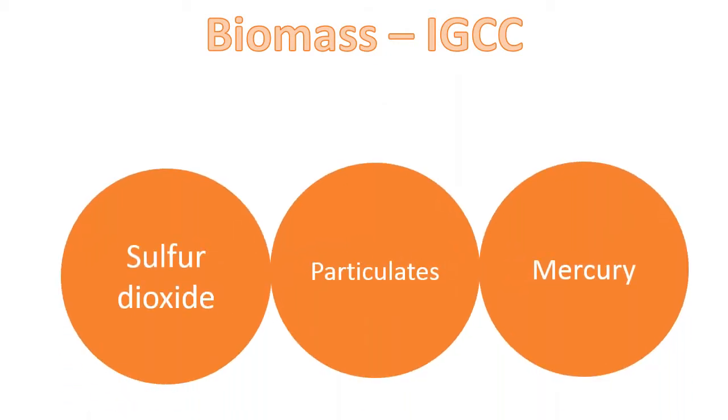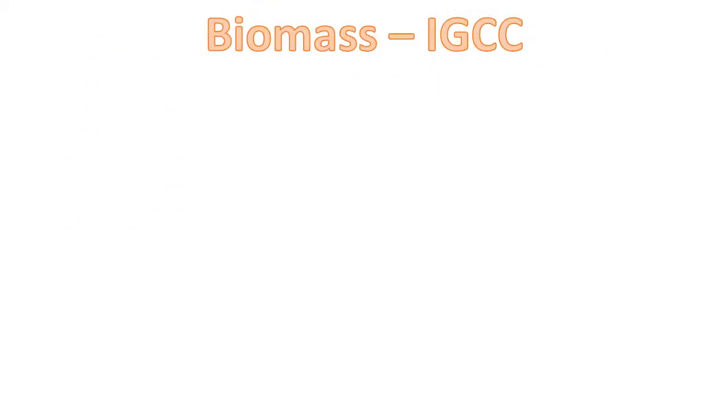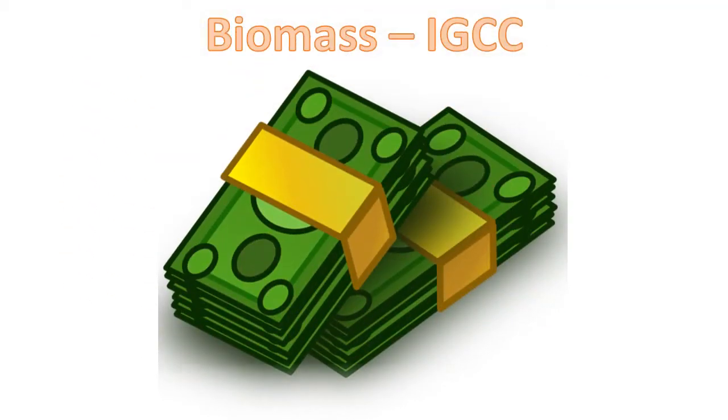Purification of the syngas results in lower emissions of sulfur dioxide, particulates, and mercury, allowing for cleaner electricity production. However, IGCC remains a high-cost solution for electricity production.